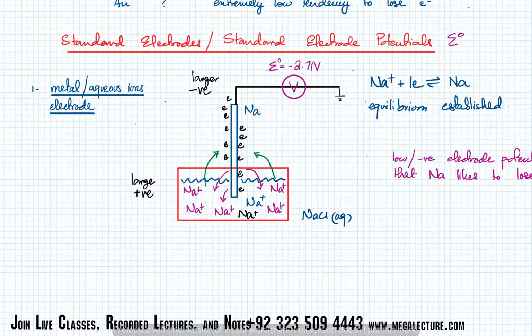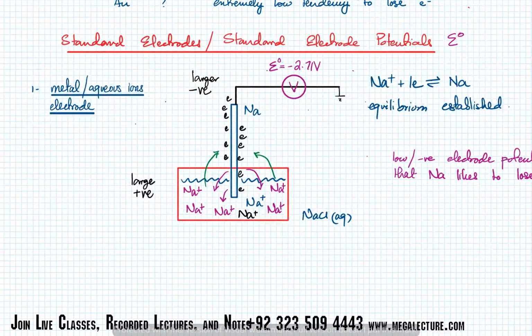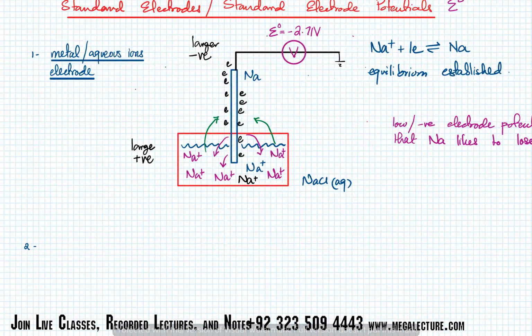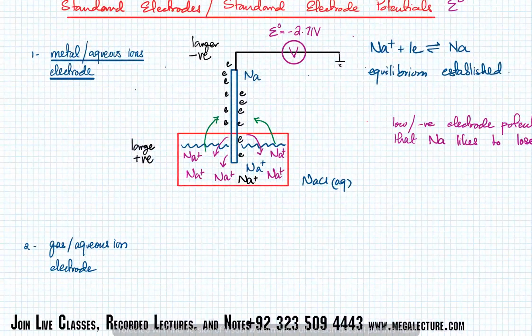Okay, let's move to the second type of electrode. The concept is exactly the same. The only difference is that it changes depending on whether the substance is a solid, a gas or an aqueous. So this one, I'm going to call it a gas and aqueous ion electrode. Now, in this one, I want to figure out what chlorine wants to do.